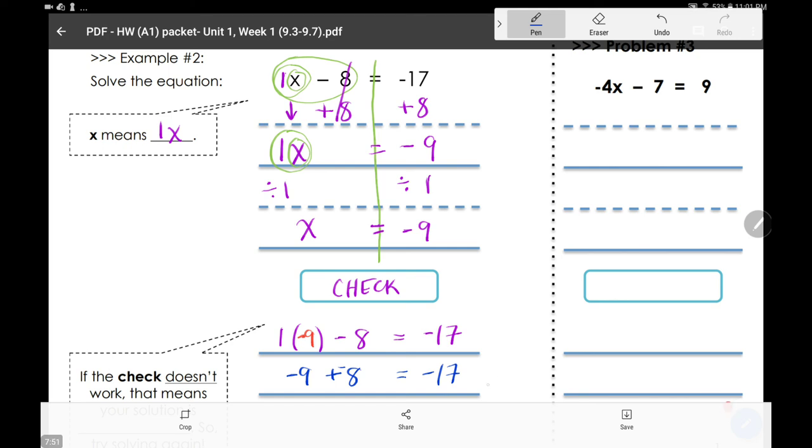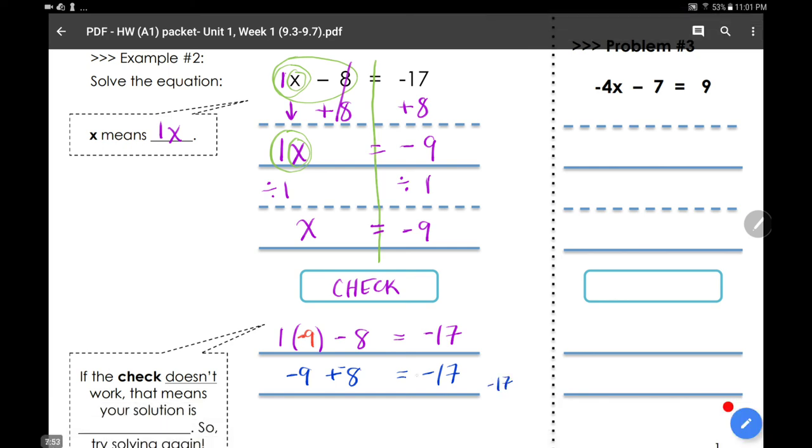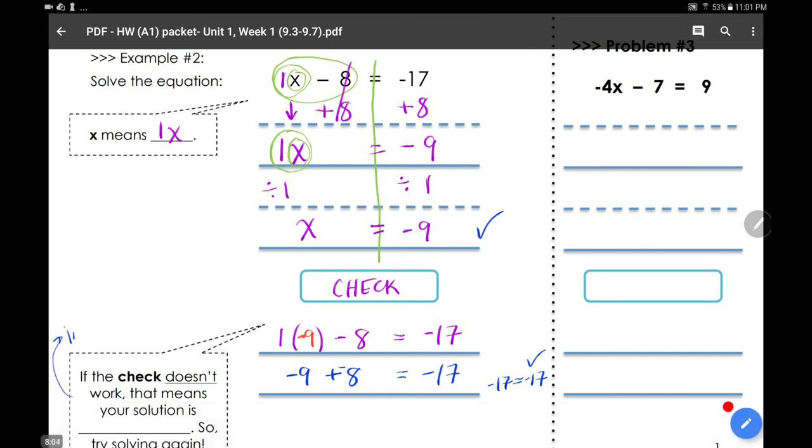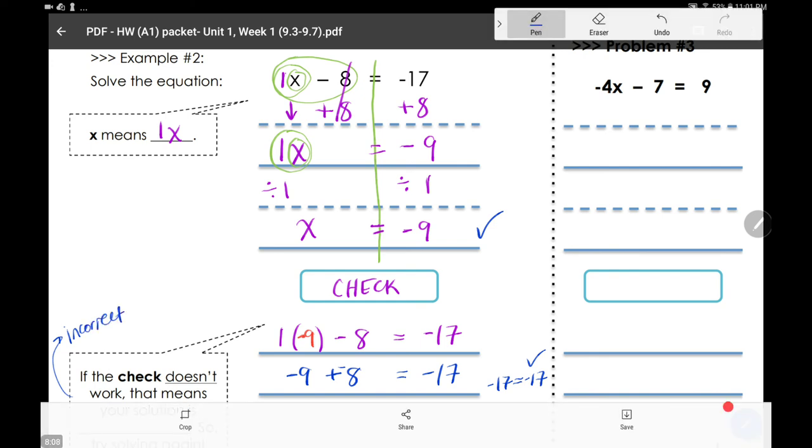I'm running out of space here, so I'm going to write negative 17 is equal to, is it equal to negative 17? Yes, it is. That's true. This is our solution. Now, if that check didn't work, that means our solution was incorrect. That's what goes in the space there. And then you would have to try to solve again. So go ahead and try problem number 3 on your own and input your answer into Edpuzzle.